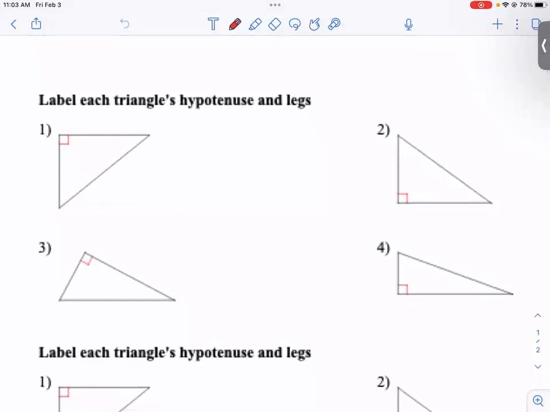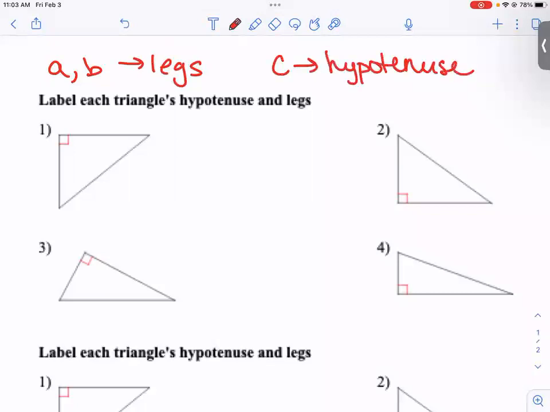You want to label them A, B, C? So A and B are legs, and C is our hypotenuse. Would that be better? Sure. Check in with your elbow partner. Make sure you have the same things labeled, please.